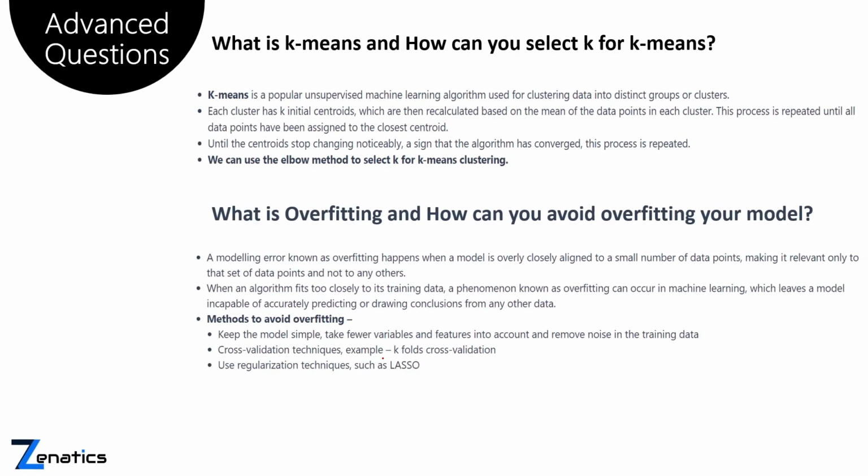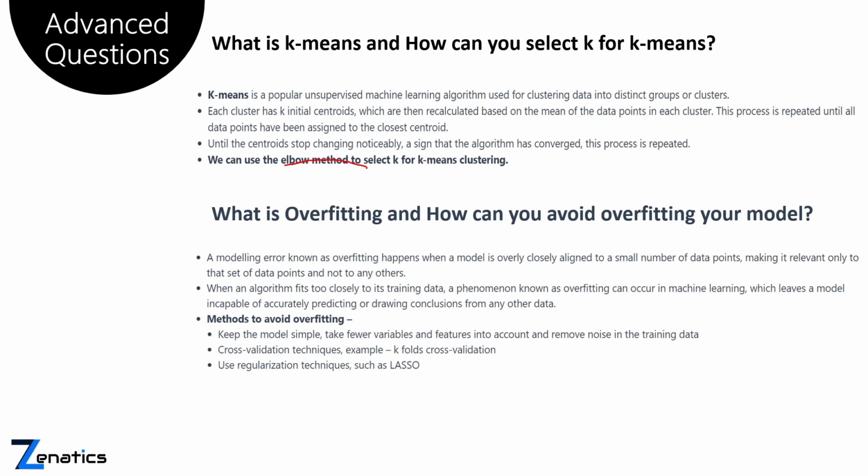The next question is what is k-means and how can you select k for k-means. K-means is a popular unsupervised machine learning algorithm used for clustering data into distinct groups of clusters. Each cluster has a k initial centroid, which is recalculated again and again till the closest centroid point is assigned. And we can use the elbow method to select k for k-means. The most common method to select k is the elbow method.